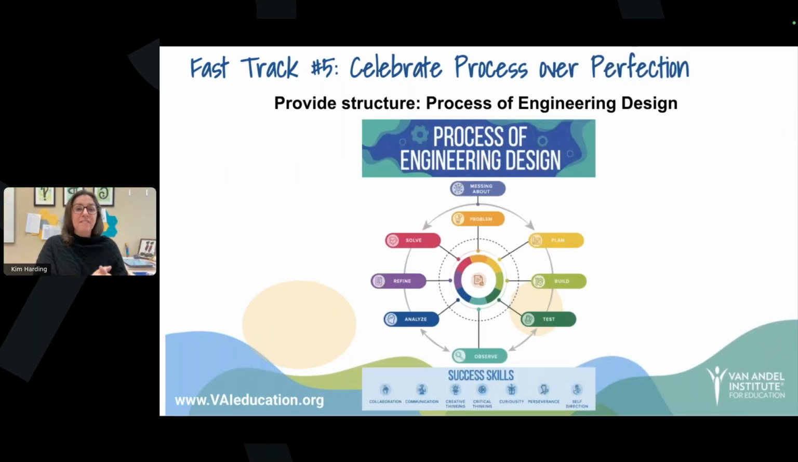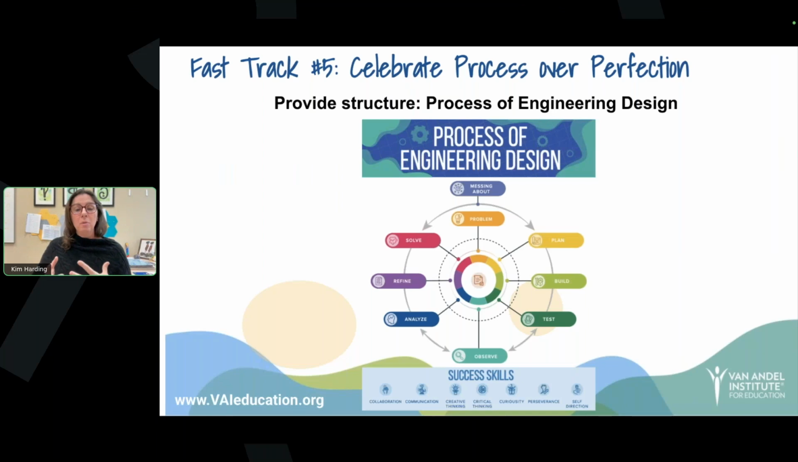All right. Fast track number 5. This is celebrate process over perfection. Now, when I was creating this slide, it kept trying to autocorrect it to progress over perfection. And definitely intentionally wanted to say process over perfection. So for this fast track, we have to provide them a process that will give them some type of structure while they are working through whatever creative or critical thinking activity that they're trying to do.